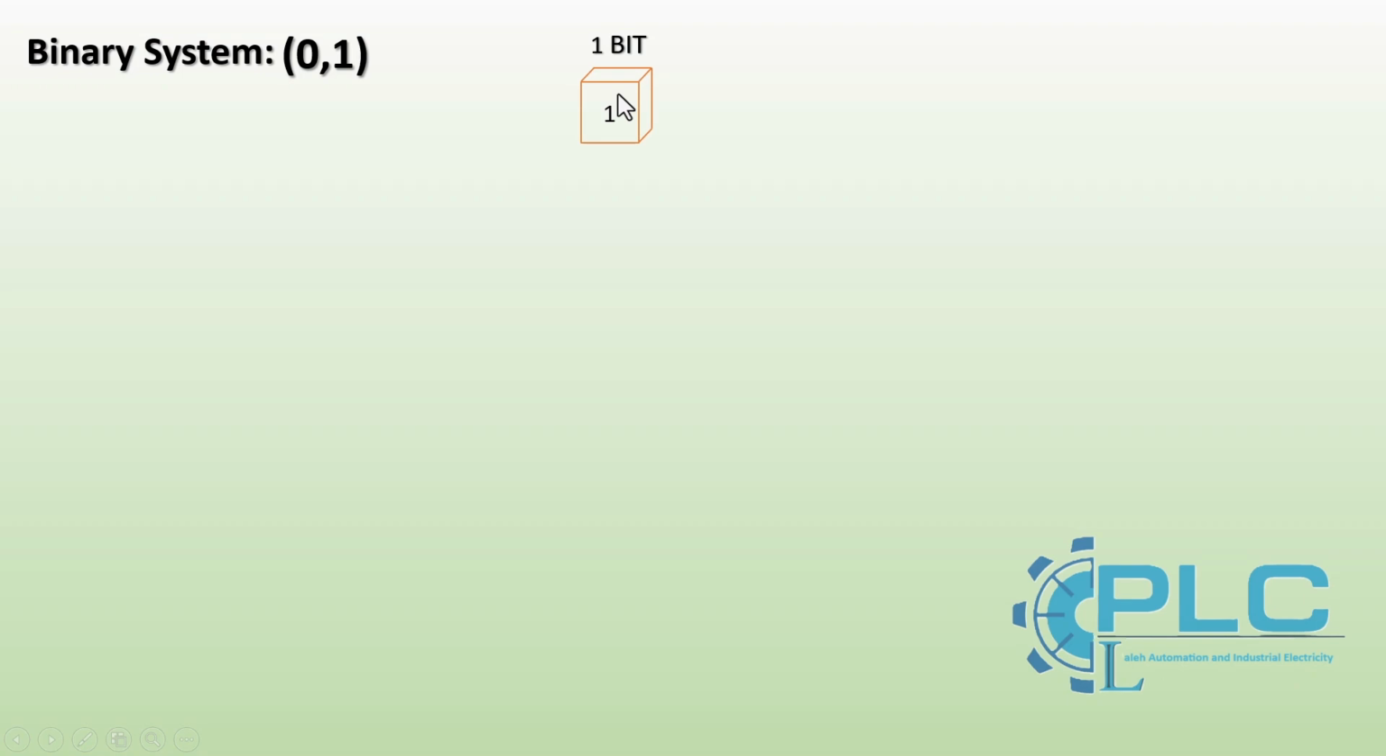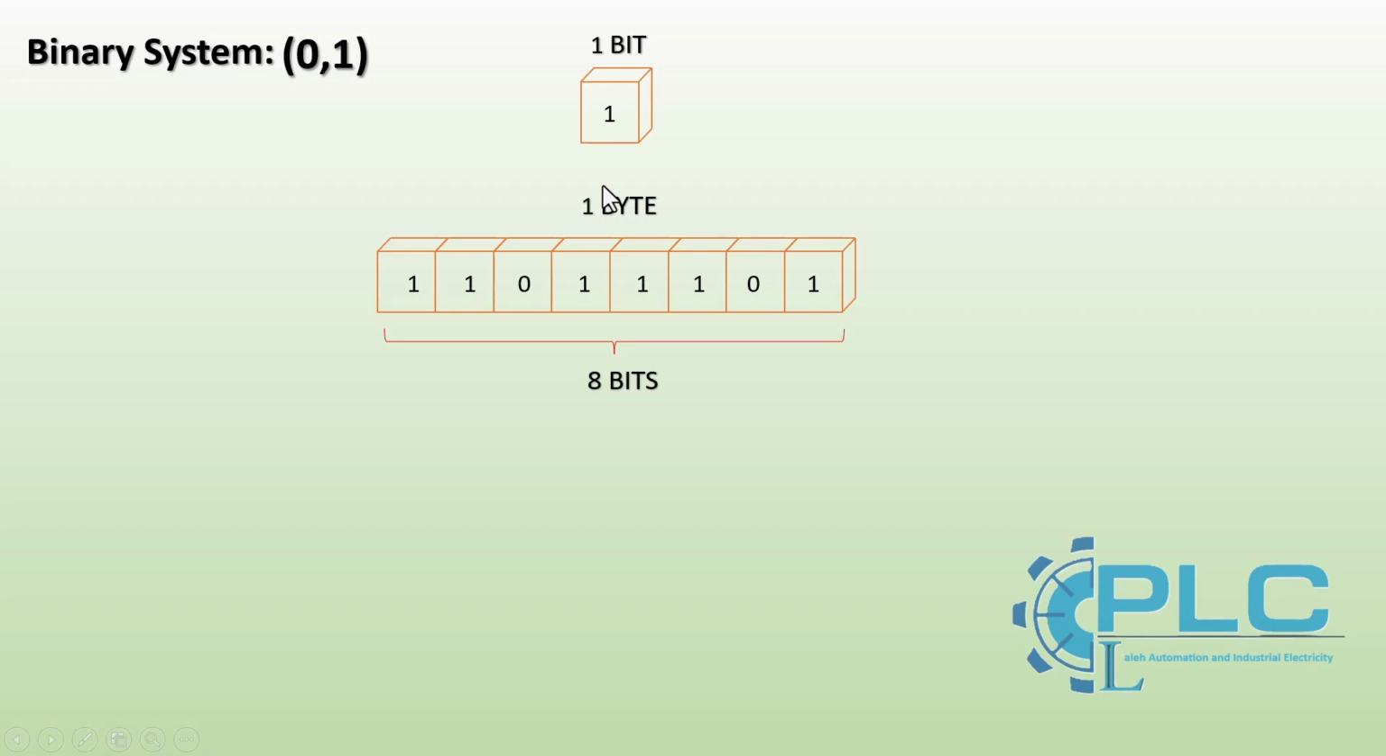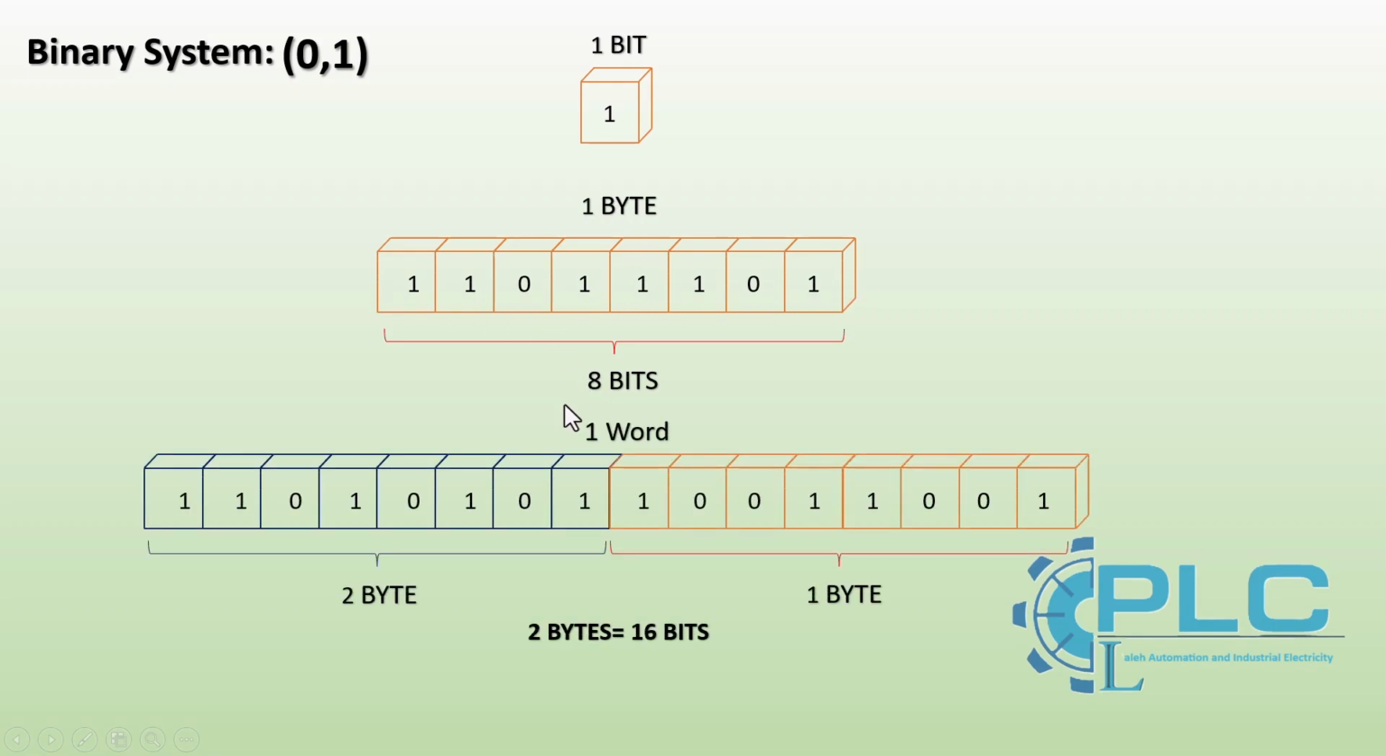Here's how binary data is structured. 1 bit is the smallest unit of data. It can be either 0 or 1. 8 bits make 1 byte. 2 bytes make 1 word. These units are important in programming and PLCs. PLCs use the binary system to process data, control inputs and outputs, and execute programs efficiently.